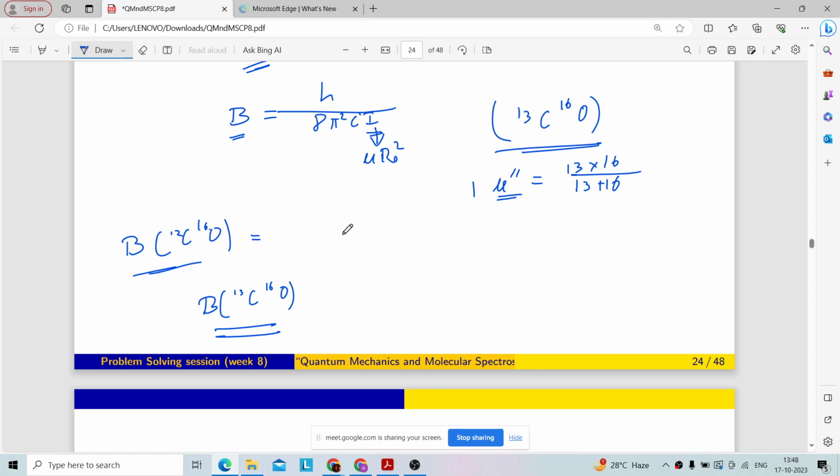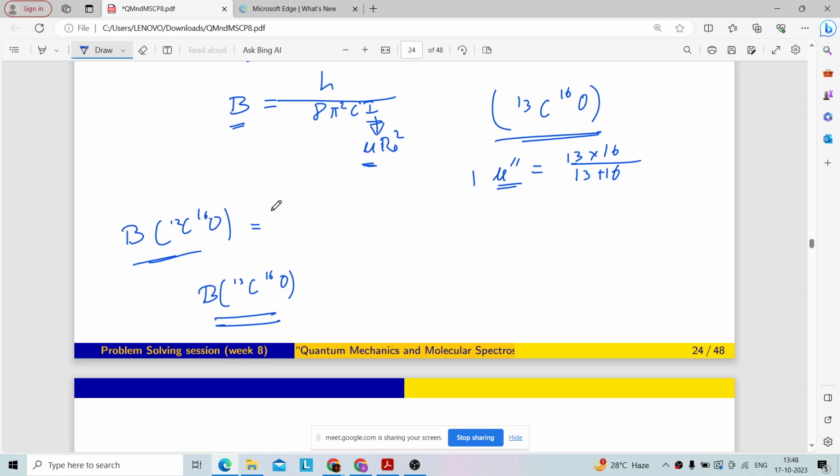What we are considering, every other value is the same for those two systems, only the reduced mass is changing, right? So what we can do here, let's say this is h over 8 pi square c mu prime r naught square. So the same factor will come here also, right? Except this mu will be replaced by mu double prime: h over 8 pi square c mu double prime r naught square.